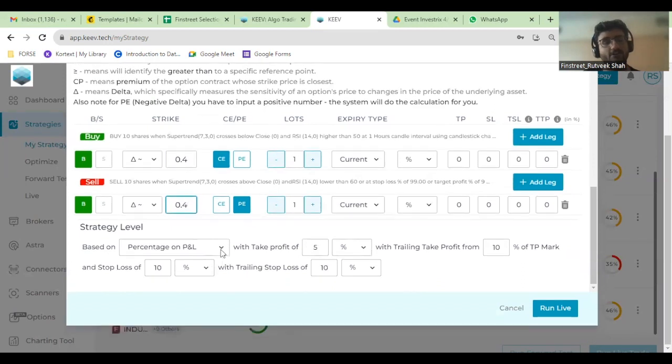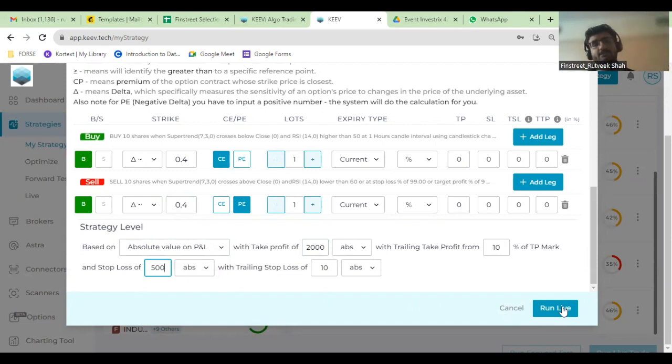And we can have a stop loss based on, let's say, absolute value of PNL. So I'm going to have a take profit of, let's say, 2000. And I'm going to have a stop loss of, let's say, 500. So here I can click on Run Live and deploy the strategy.